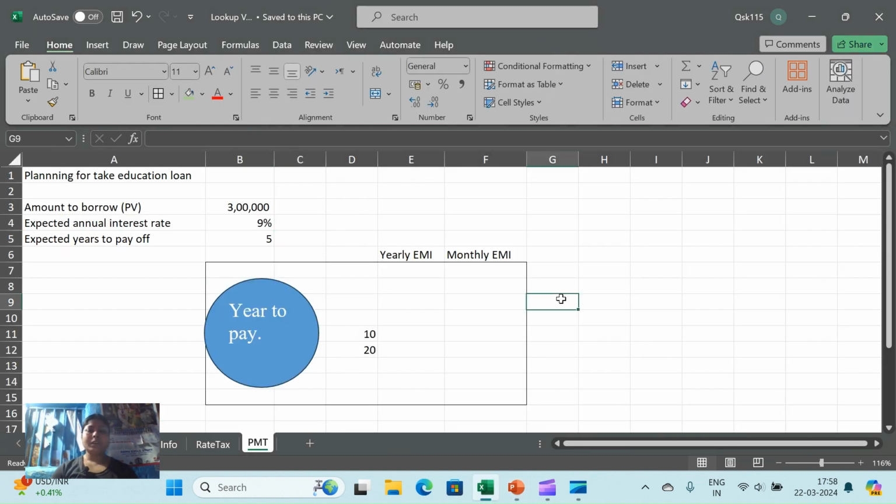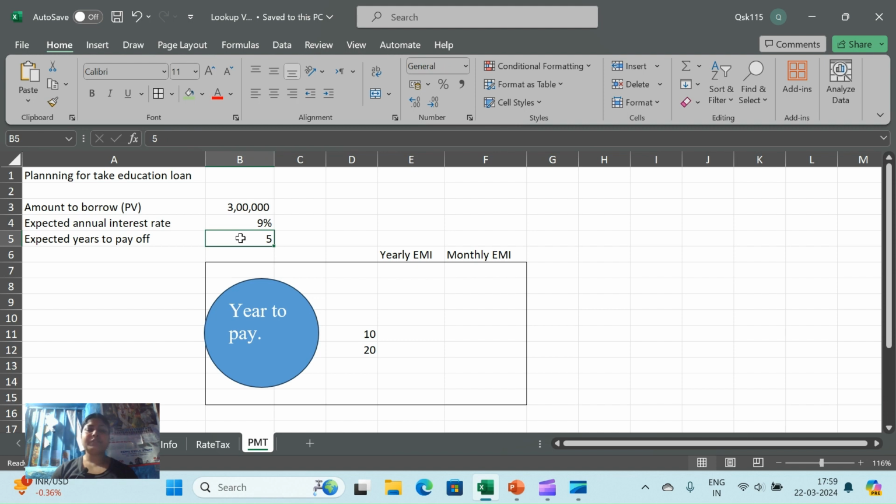Okay, here we go. Suppose we have some data here, and we are planning to take an education loan. The education loan principal amount would be 3 lakh. The rate of interest would be 9%, and we know that the rate of interest varies from bank to bank, right? And the number of years would be 5 years for which we are taking the education loan. Okay, so let's understand how we'll find the yearly EMI and monthly EMI.